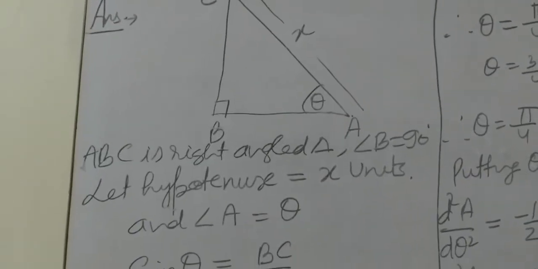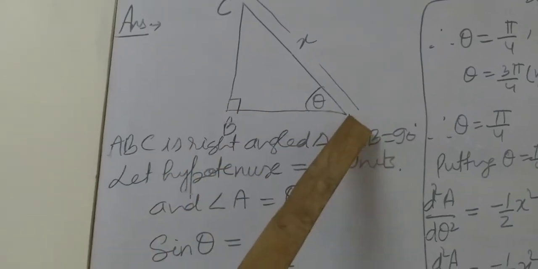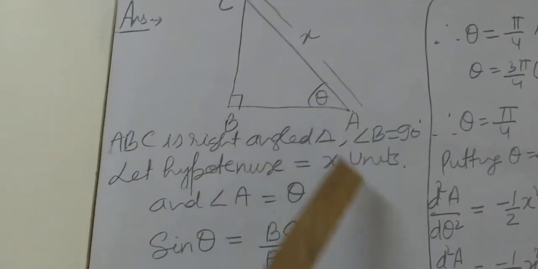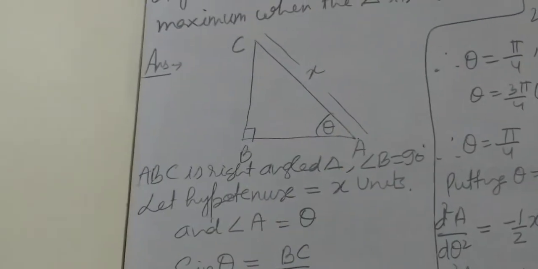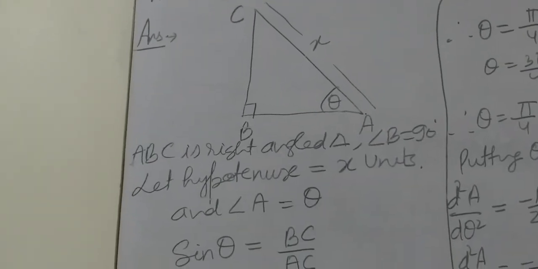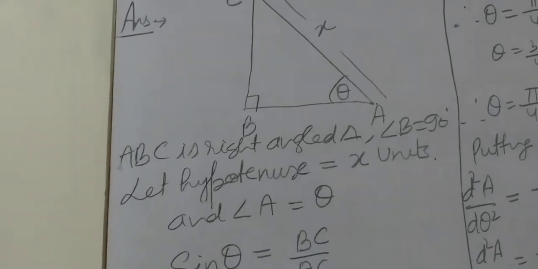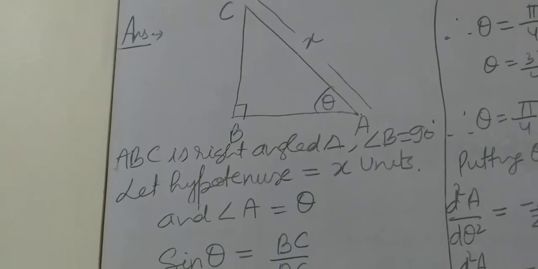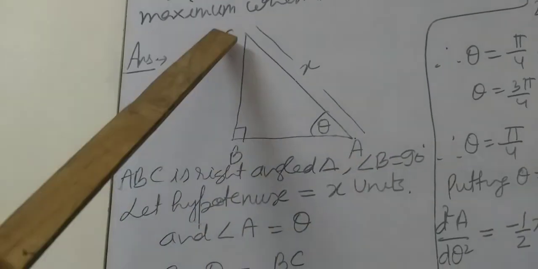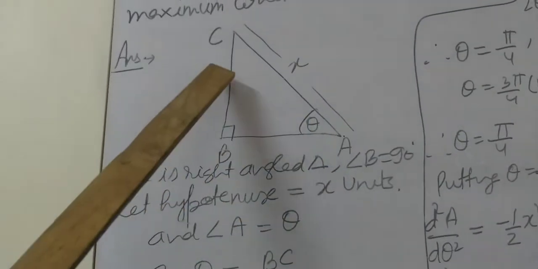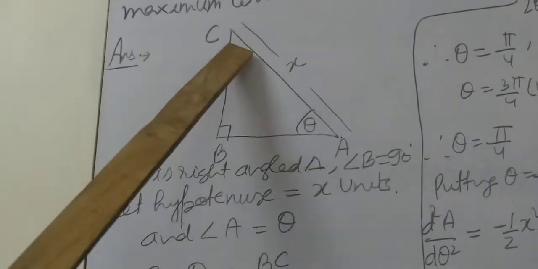Okay. So this is triangle ABC in which angle B equals 90 degrees. Let hypotenuse AC equal x units. And angle A equals theta. Now students, we have to maximize area. So we have to calculate area, and area of triangle equals half base into height. So we need AB and BC. AB and BC values are calculated with the help of the hypotenuse.